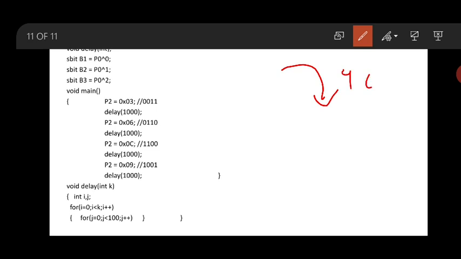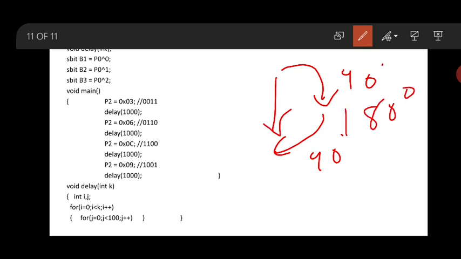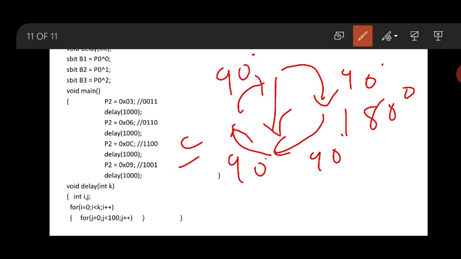90 degrees. Now 6, again one more step of 90 degrees, means total how much rotated here? 180 degrees. Now another 90 degrees. What you are supposed to see here? C. That is how much here? 90 degrees. Again 9, you transmit the 9. Total how much here? 90 degrees. Means total how much is taken here? 360 degree rotation to complete one circle. I hope you understood why we take 3, 6, C and 9.